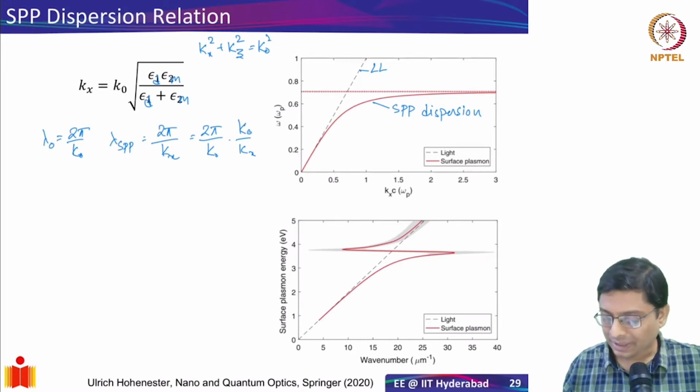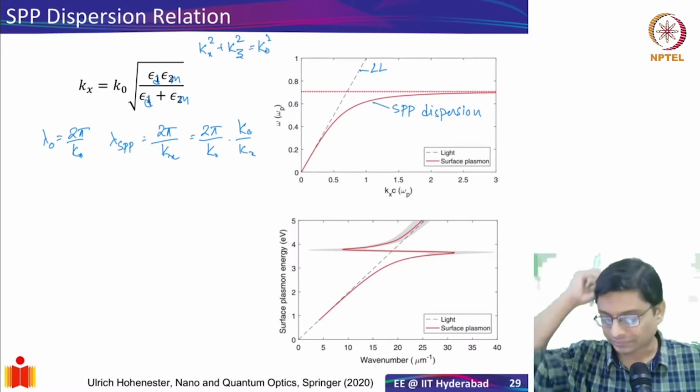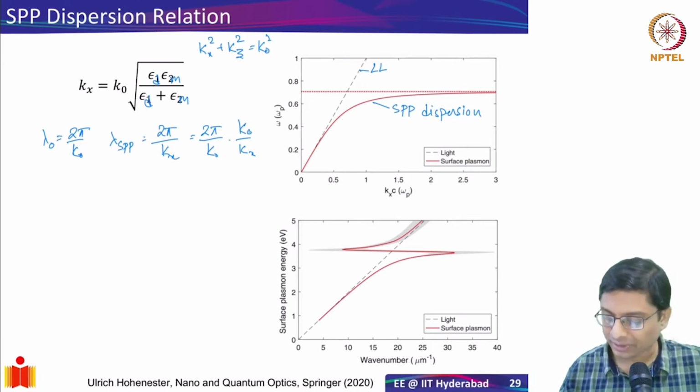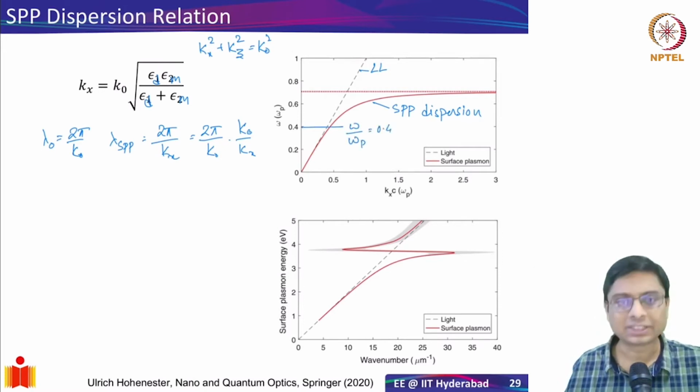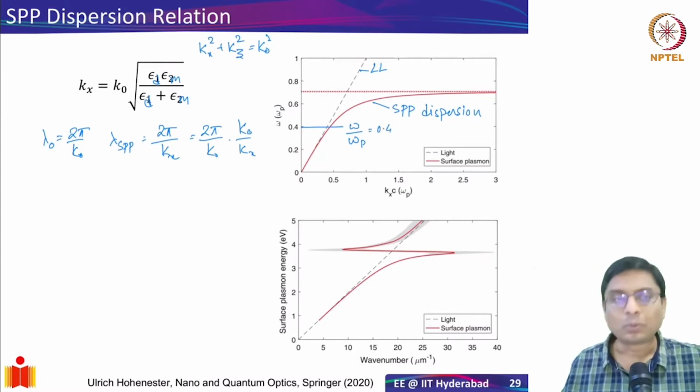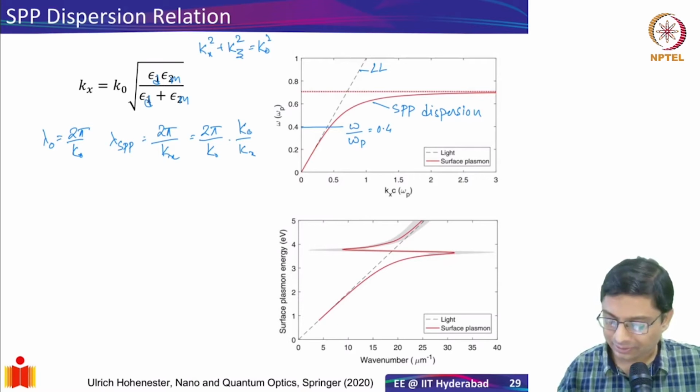Okay. So, for example, if I take my incoming frequency to be this one, omega by omega plasma frequency, I will take it to be 0.4. That is the frequency I chose. What is the difference between kx and k naught? k naught is the light line. So, this is my k naught, right? And kx is this red line. So, there is a small difference in that.